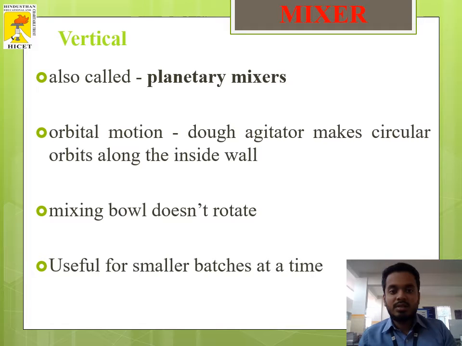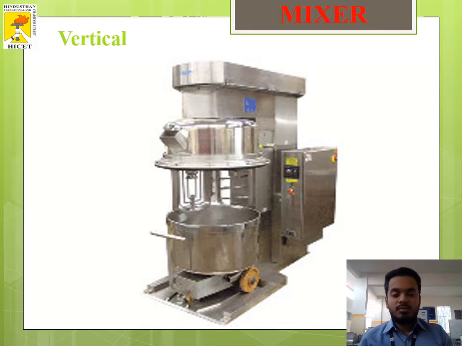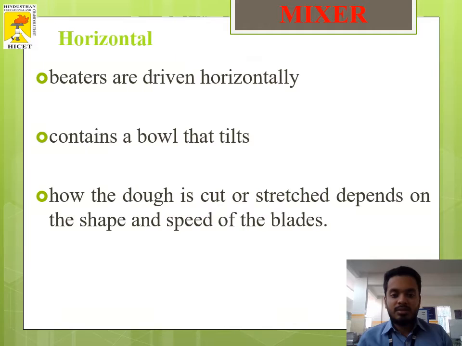So the vertical mixer, also called planetary mixers. In this, the motion is orbital, where dough agitator makes circular orbits along the inside wall. So the mixing bowl doesn't rotate, but the inside spiral spinners will rotate, useful for smaller batches at a time. This is a vertical mixer.